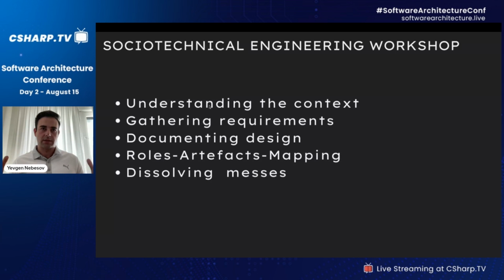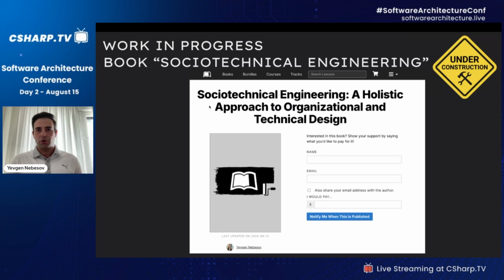Then one can gather requirements, as we've seen, functional and non-functional ones. One can document design, socio-technical design, by applying, for example, roles and artifacts mapping. And if there are already some existing messes in the project, one can dissolve them by following the two generic ideas I've presented today.